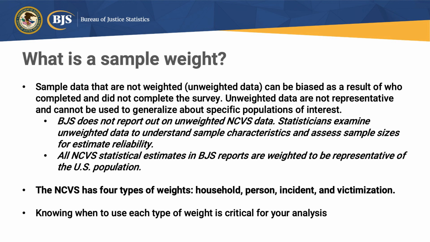All NCVS statistical estimates that are published in BJS reports are weighted to be representative of the U.S. population. The NCVS has 4 types of weights: household, person, incident, and victimization. And knowing when to use each type of weight is critical for your analysis.